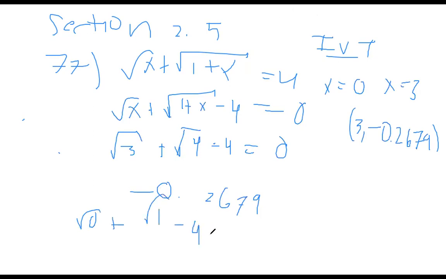Root 1 minus 4 equals 0. This is just going to be 0. Root 1 minus 4, just plug this into the calculator. So root 1 minus 4, so you get negative 3. So you get 0, negative 3.